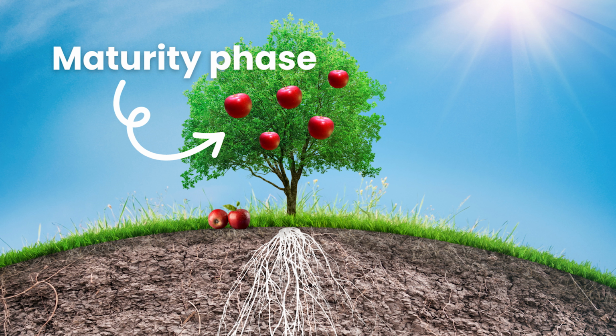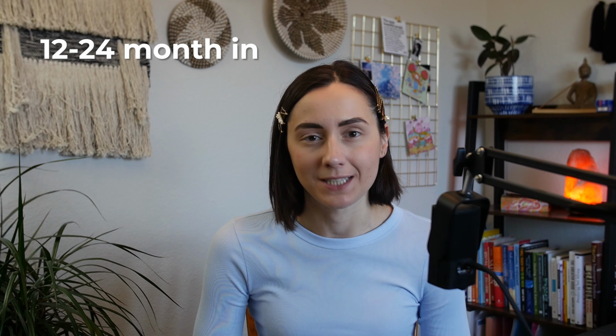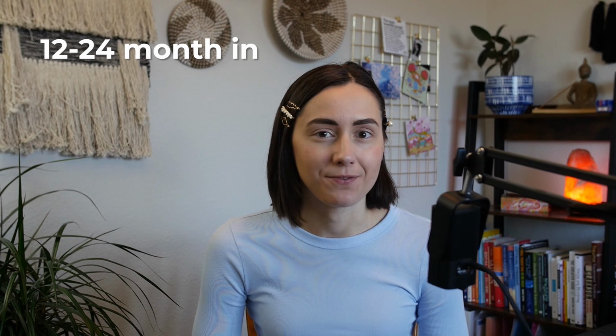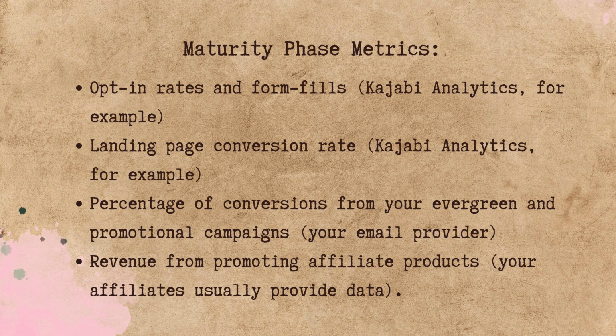Stage 3, the maturity phase. At this point, most likely, you already have a decent audience. You've tried and tested different approaches and figured out what works best. Your content machine is working properly, bringing you leads and revenue. So the metrics that you want to track during this phase are related to tangible results, such as opt-in rates and form fills, landing page conversion rate, percentage of conversions from your evergreen and promotional campaigns, revenue from promoting affiliate products.